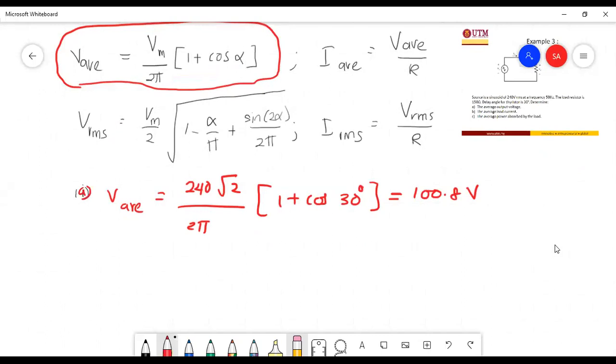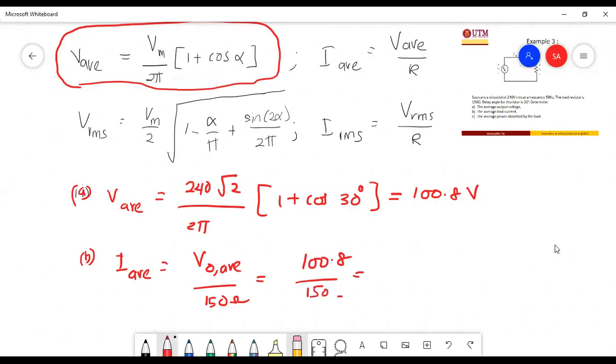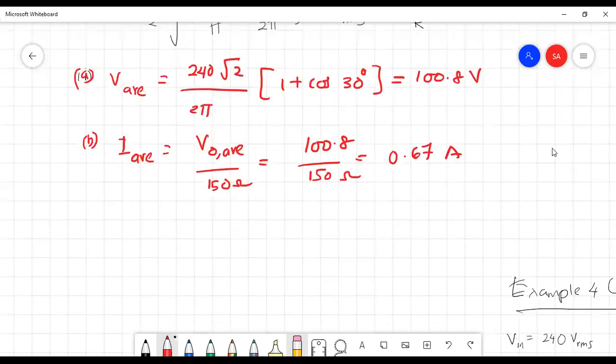And then the second question is the average load current, which is I average. You just use V out average over the load, which is 150 ohm. So this is 100.8 over 150 ohm, and you will get 0.67 ampere.